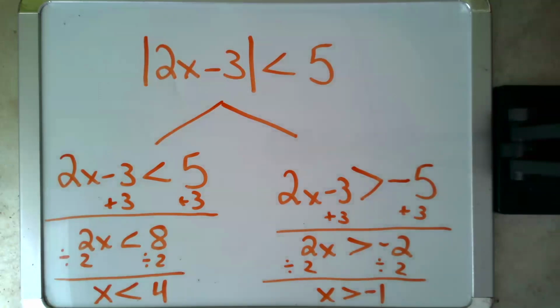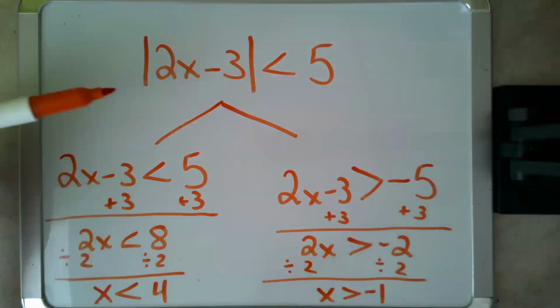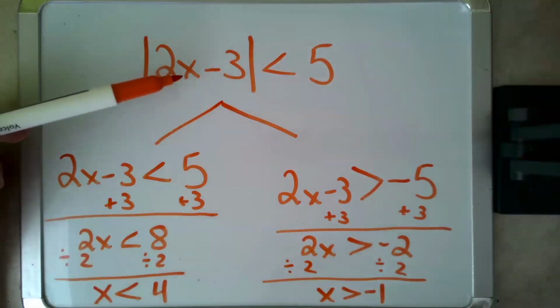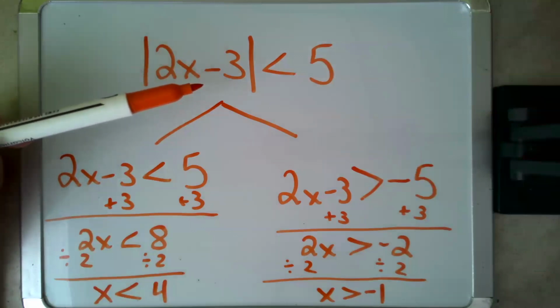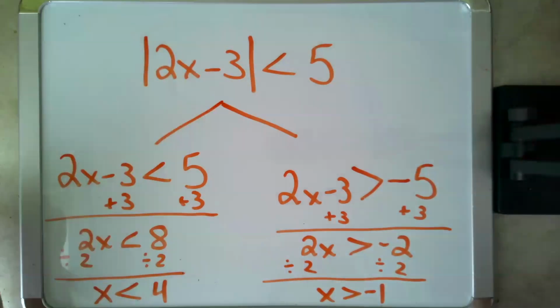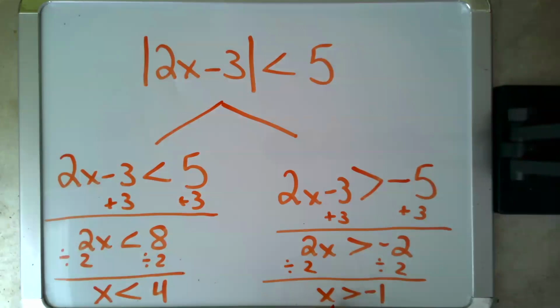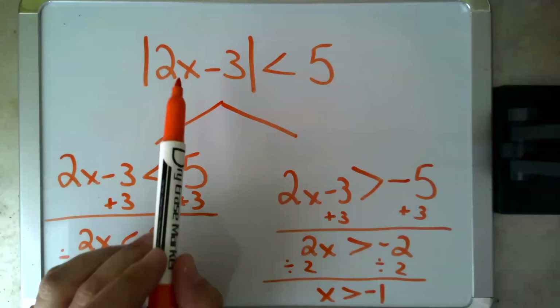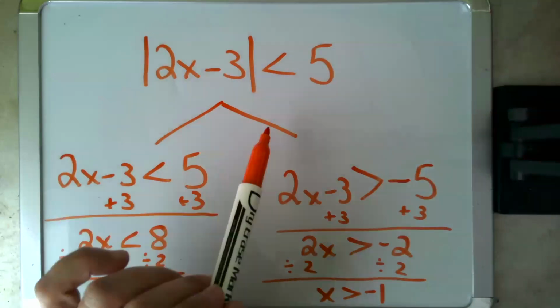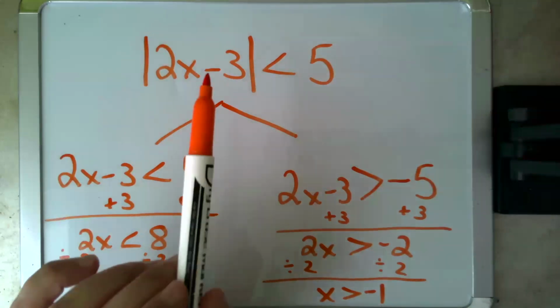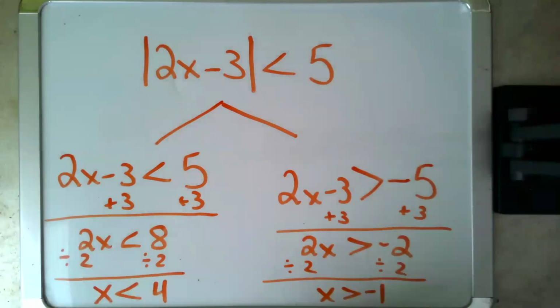So first, let's just test a few things out, make sure we're right here. Okay, x being less than 4, let's try 3. If I put 3 in here, 2 times 3 is 6. 6 minus 3 is 3. Absolute value of 3 is 3. 3 is less than 5, correct. And then let's try x is greater than negative 1. So let's try 0. 2 times 0 is 0. 0 minus 3 is negative 3. The absolute value of negative 3 is 3. 3 is less than 5, correct.